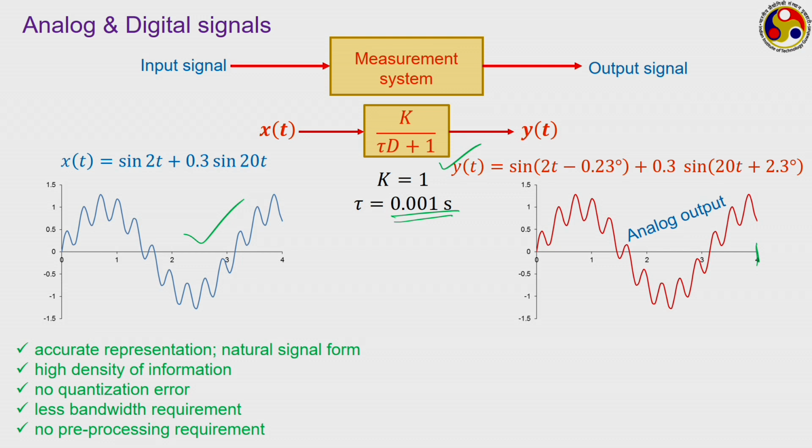Less bandwidth requirement, and also there is no pre-processing requirement for such kind of instruments or signals. We are giving the input signal in its raw form like this one, and whatever output we are getting, we take that in its raw form itself. We do not have to go for any kind of pre-processing of the input, and also in most cases we do not need any kind of post-processing for the output as well. However, despite having such advantages, the analog signal has some disadvantages of its own as well.